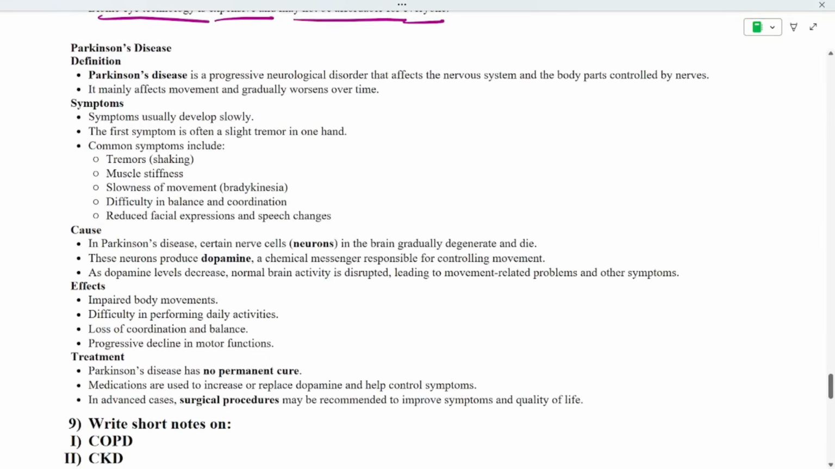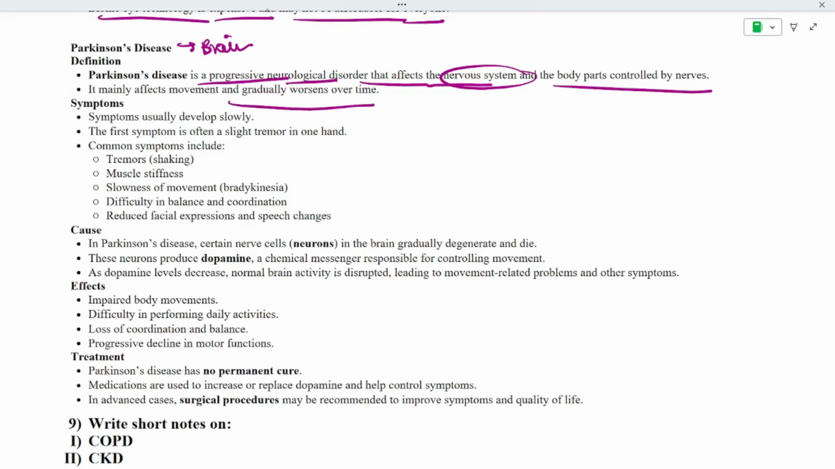Next is about the disease. Parkinson disease is a progressive neurological disease that affects the nervous system and the body parts controlled by nerves. It is mainly a brain disease. It worsens over time, and it affects movement also.